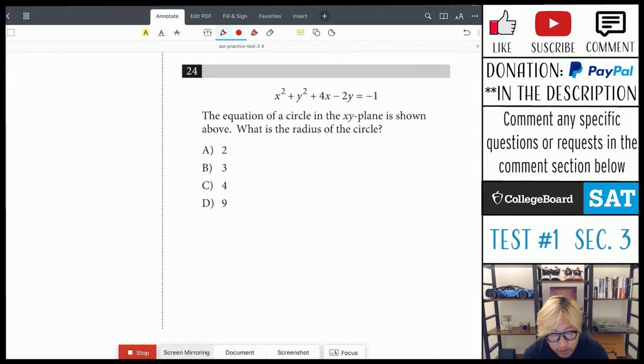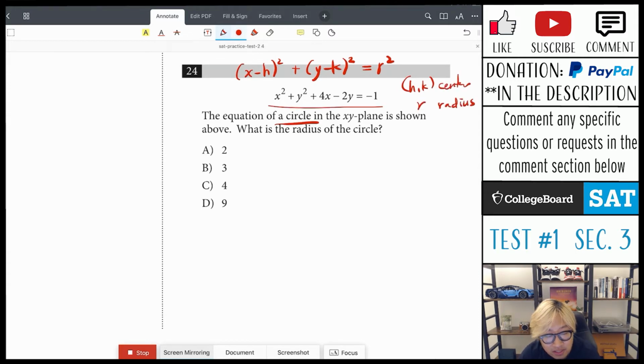Number 24. The equation of a circle in the XY plane is shown above. Okay, so it's a circle equation. What is the radius of the circle? Now, a circle equation must look something like this, and this circle equation you must memorize, where H and K are the center and R is the radius. Now, does this given equation look like that? Hell no.